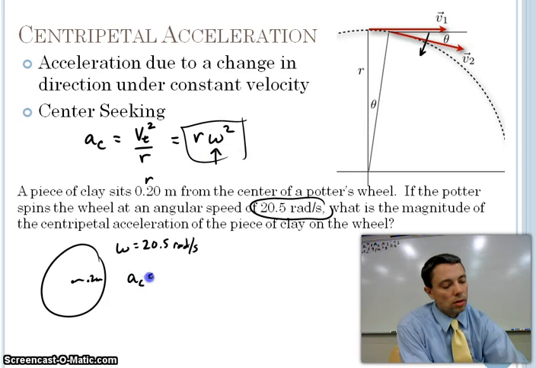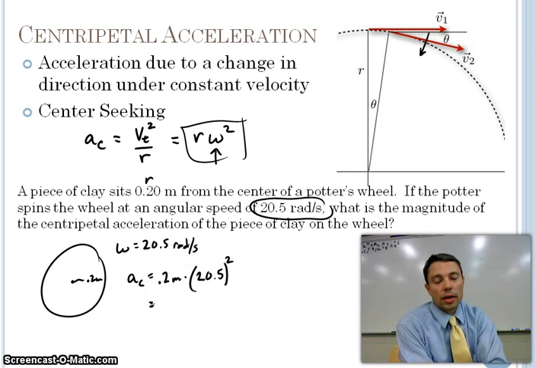So my a_c is now equal to 0.2 meters times 20.5 squared. So that's how I go about doing this, and I'll leave you guys to get the answer to this. But I wanted to make sure that everybody has a good idea about centripetal acceleration.